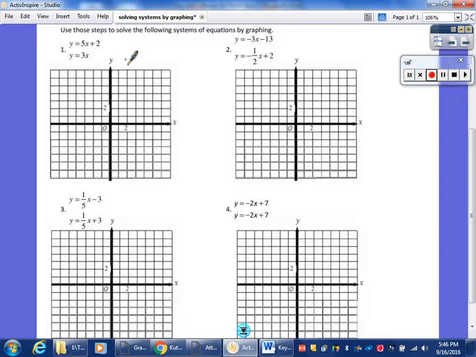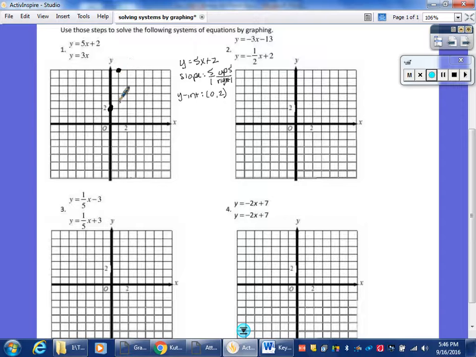So I'm going to graph these two lines, y equals 5x plus 2. And here the slope is 5 over 1, and the y-intercept is 0, 2. And so what I do is I go up to 2 on the y-axis and draw a dot. My slope is 5 over 1, and that means I'm going to go up 5 and right 1. And so I'll count up 1, 2, 3, 4, 5, and right 1.